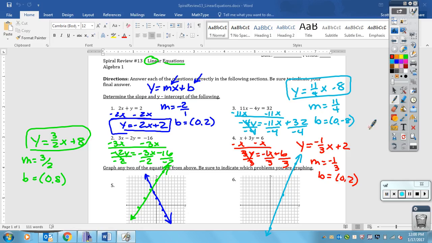And the red one, y equals negative 1/3 x plus 2. My y-intercept is 2. My slope is negative 1/3, which is down 1 over 1, 2, 3, and the other way as well. So that is graphing 1, 2, 3, and 4.